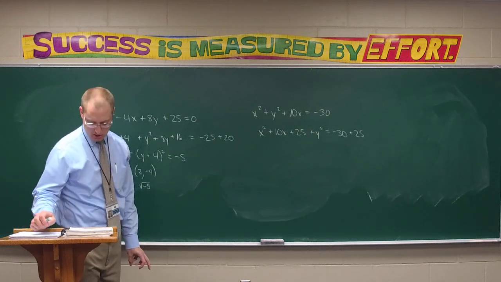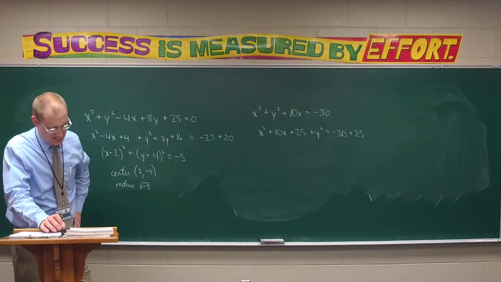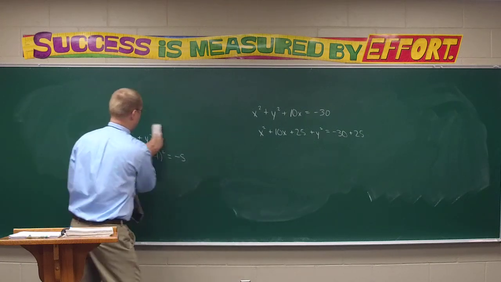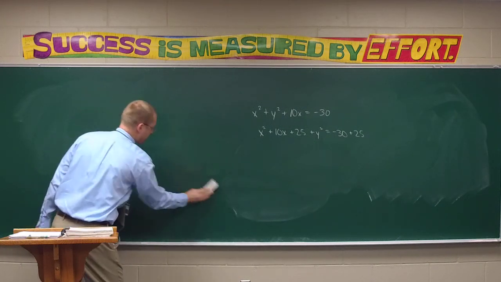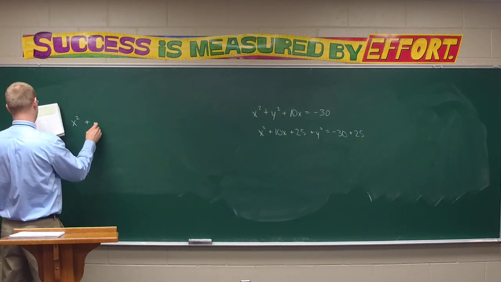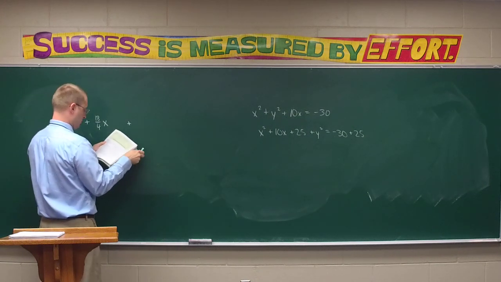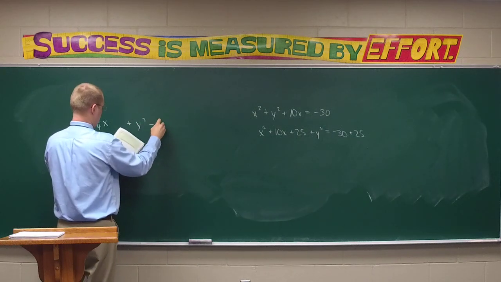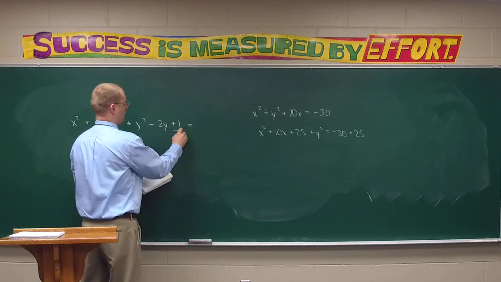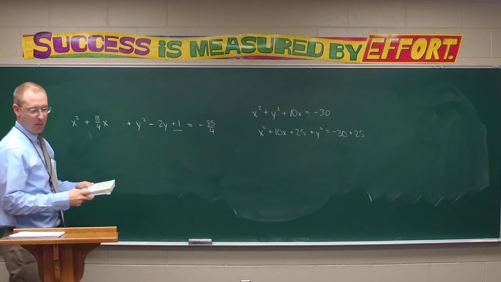Let's drop down to letter C. What am I going to have to do first though on letter C? I can't do that. I'm going to pull a 4 out of everything. What do I get when I pull a 4 out of everything, Quentin? X squared plus 18 fourths x plus something plus y squared minus 2y plus 1 equals negative 85 fourths. Yeah, we pull a 4 out of everything.